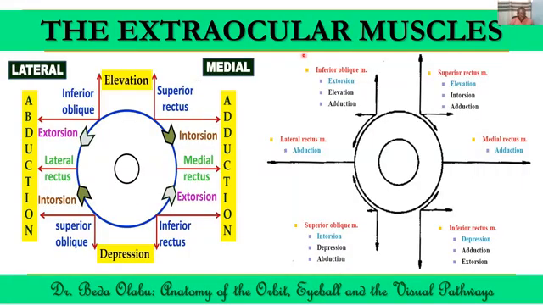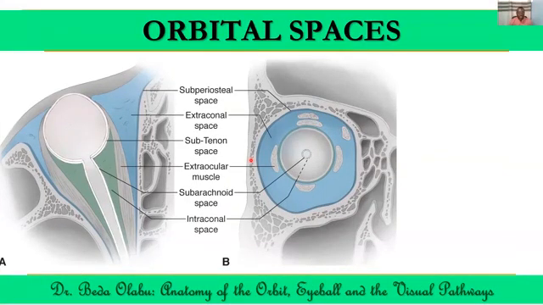This image here is a nice image to help you remember the actions of each of the extraocular muscles. You can just take time to go through and try to understand. It's a nice summary of the actions of the extraocular musculature, and I'm referring to the 6 that move the eye. As we finish the extraocular musculature, we can now talk about the orbital spaces.